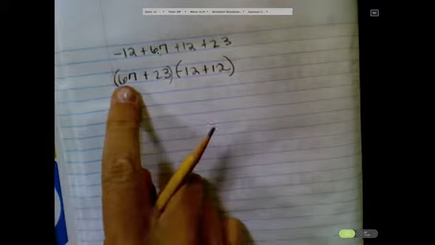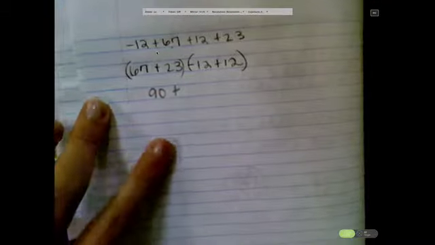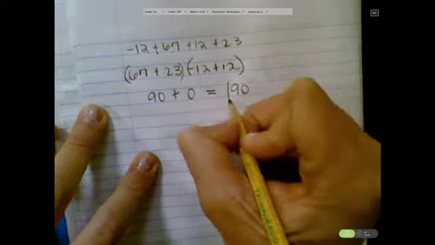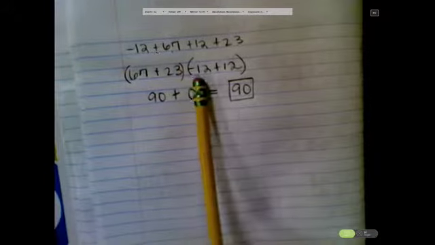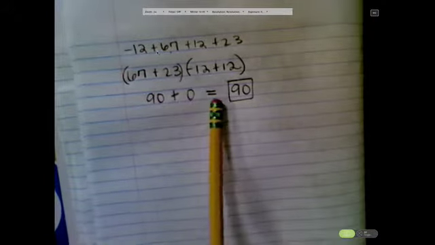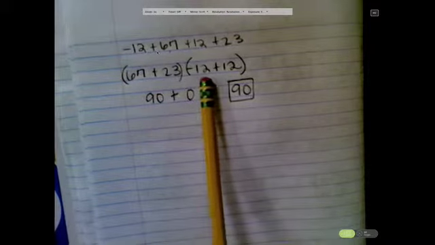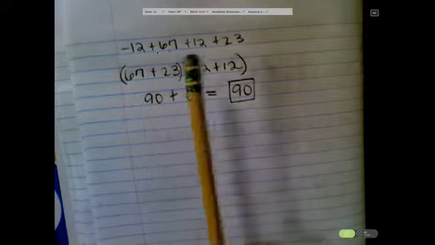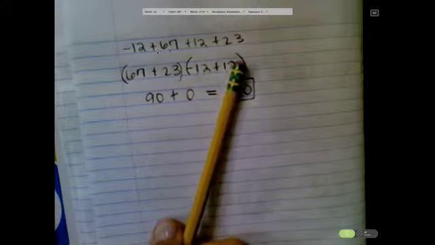Okay, so 67 plus 23 is what? 90. Negative 12 plus 12. And then 90 plus 0 is 90. So that's what I mean when I say show your work. Show me how you use the commutative and associative property to simplify that. You may not need to use all of the properties every single time, but you should at least be able to use one to make the problem simplified.